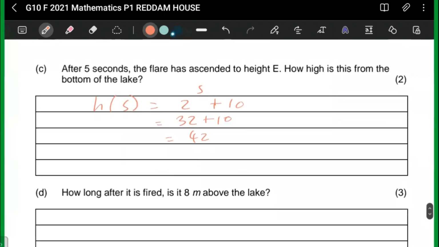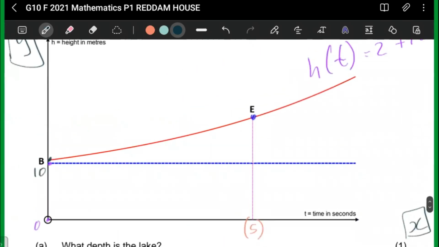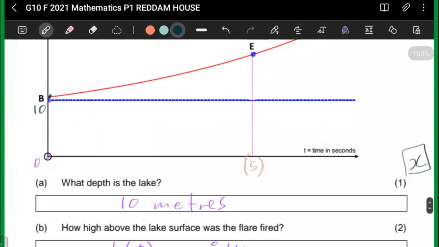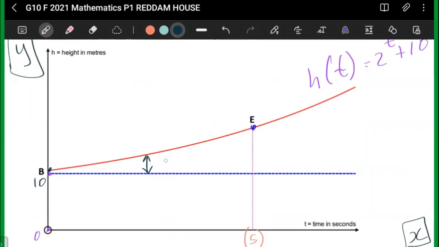Keep a calm head. Here it says, how long after it is fired is it 8 meters above the lake? So 8 meters above the lake, you have to be careful now. It's not 8 meters above the bottom of the lake. This is referring to the surface. You see? Surface. Because if you look at the question, the way it's talking, they're saying here, how long after it is fired is it 8 meters above the lake? So you have to consider that if it is 8 meters above the lake, this would be 8, right?